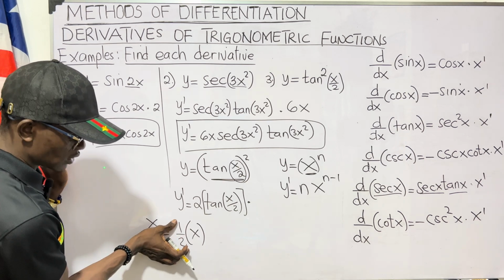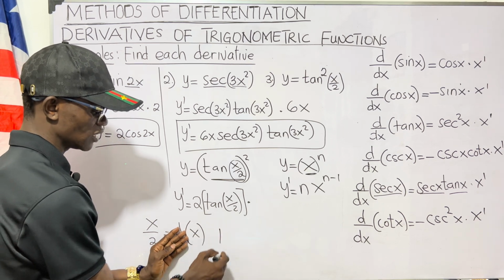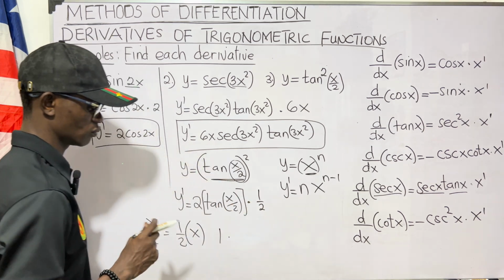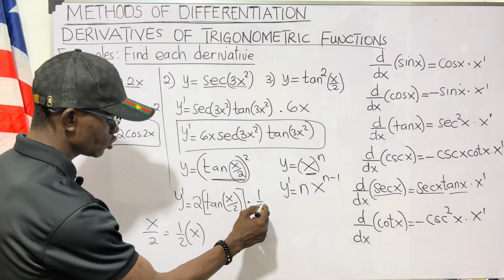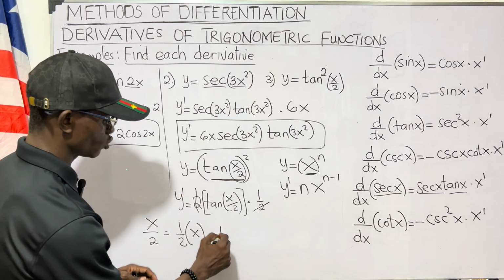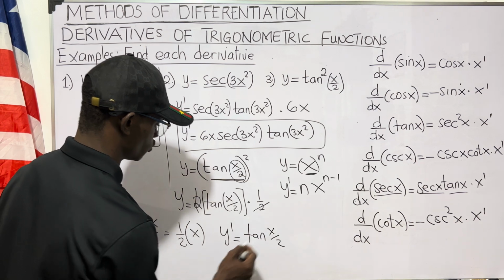So this 1 over 2 is just like the coefficient of this x. So what is the derivative of x? The derivative of x is just 1, times 1 over 2. So this gives us 1 over 2. So this 2 down here, what happens? You cancel this 2. So y prime now equals tangent of x over 2.